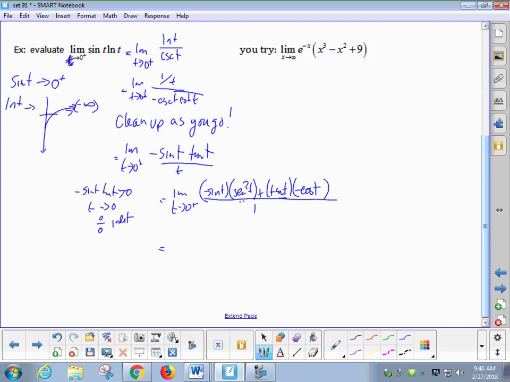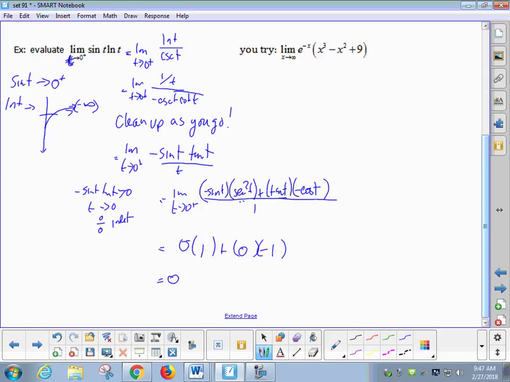As t goes to 0, what does sine go to? 0. On the negative side. What about secant? Where does secant go to? Secant is 1 over cosine. What does cosine go to at 0? 1, so that's 1. What does tangent go to? Tangent of 0 is 0. And cosine, we said, goes to 1, so with a negative. So overall, our limit is?